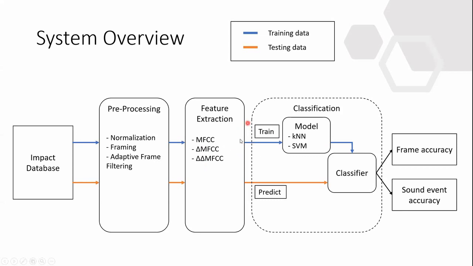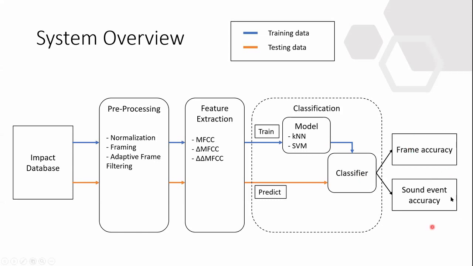The feature vector is then sent to our classifier. The training data is sent to our model to train our KNN or SVM. The model is then sent to the classifier. The testing data is directly sent to the classifier with the trained model, and the classification process produces a label for each frame, and we compare the label to the true label, and thus we get a frame accuracy.